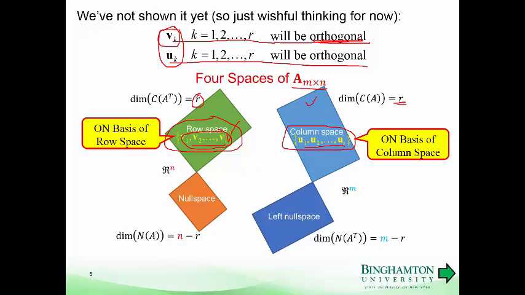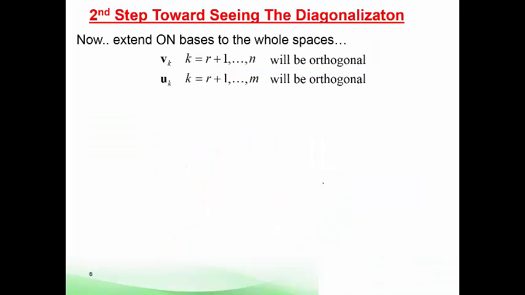What's left? Remember, the whole space over here is Rn, and the whole space over here is Rm. The rest of this, so this is dimension r, the rest of the dimensions are made up by the null space. The rest of the dimensions here are made up by the left null space. They're going to come into play in just a minute.